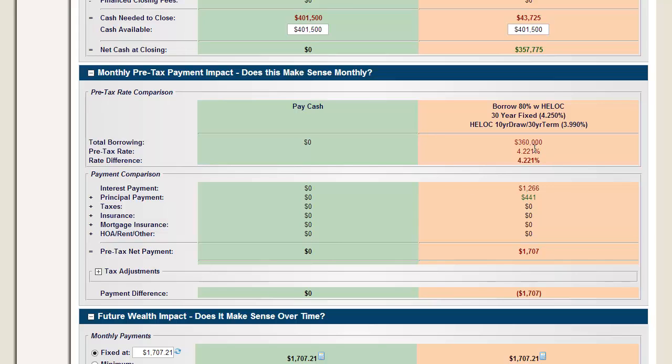If I borrow $360,000 total, and I'm borrowing that on both a fixed portion and a HELOC at 3.99, it's going to adjust. I know my initial payment is going to be $1,707, and that's going to vary over time once the HELOC adjusts, but that's my payment coming out. So I know my baseline here is what? $0 versus $1,707. So I could say this in two different ways. I have no cash and no monthly cash flow to worry about, or I keep $357,775 and I need to pay $1,707 minimum out of pocket to cover that debt.